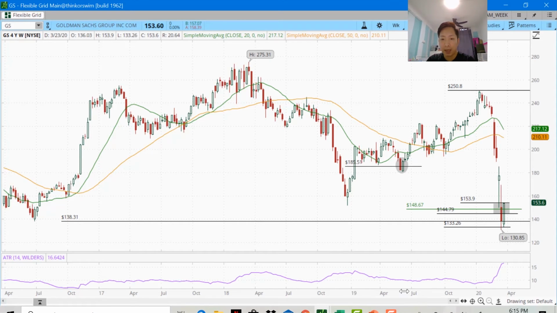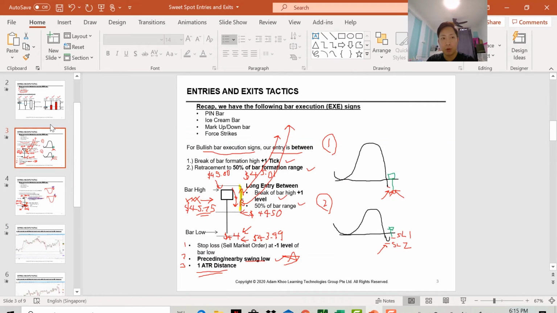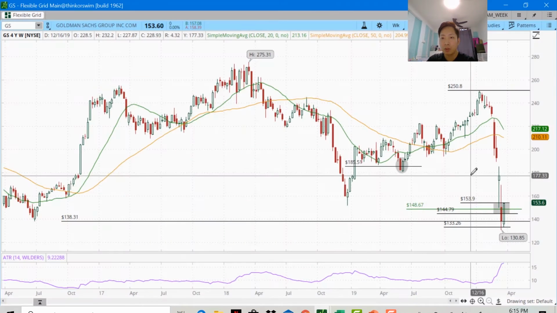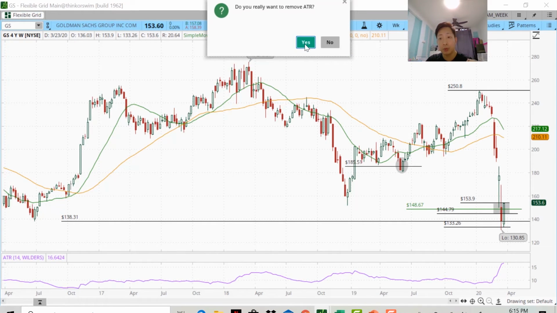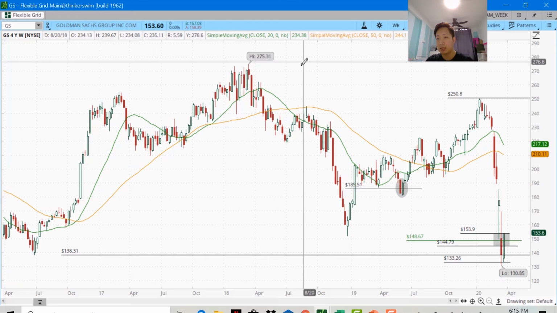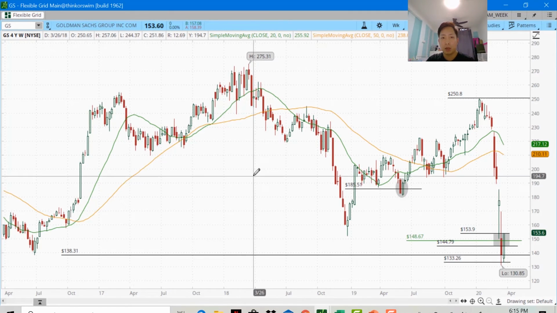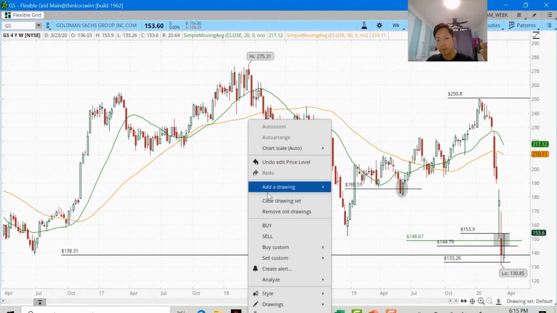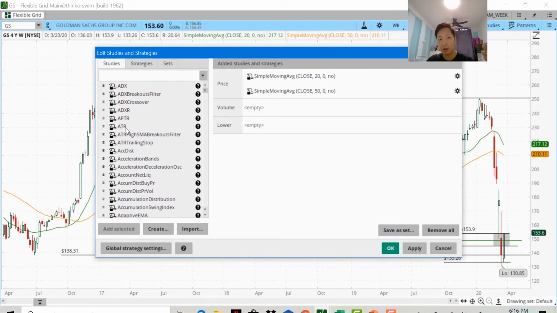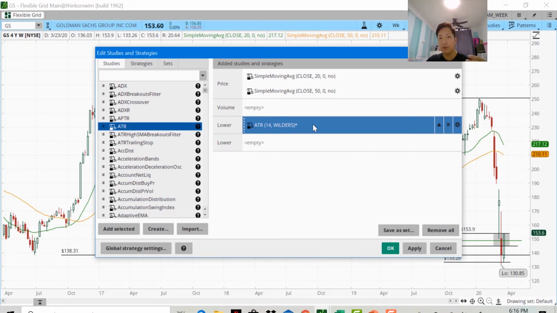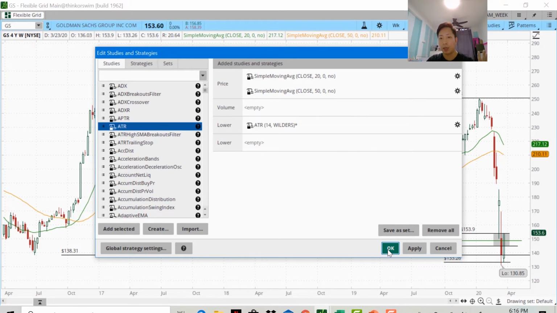If you refer back to earlier, I mentioned that you can put on a stop loss at 1 ATR distance. So what do you mean by 1 ATR distance? You see this indicator over here. I'm just going to delete this indicator and show you how to put in the 1 ATR distance indicator. To put in the ATR indicator, you right click, studies and edit studies, and double click on the ATR. By default, just use the 14 period one and then press OK.